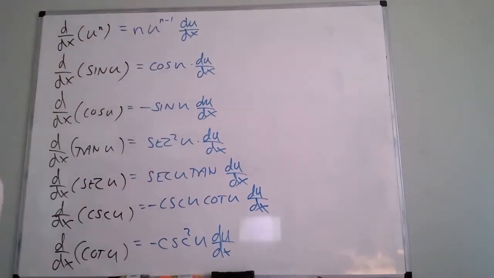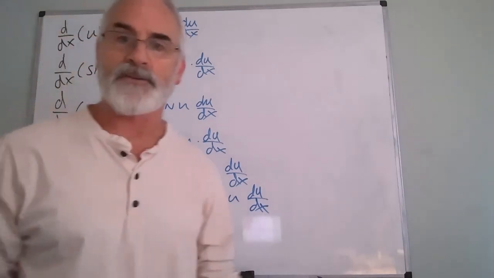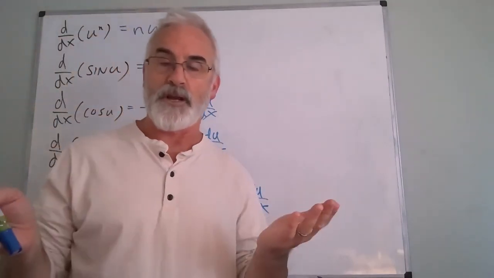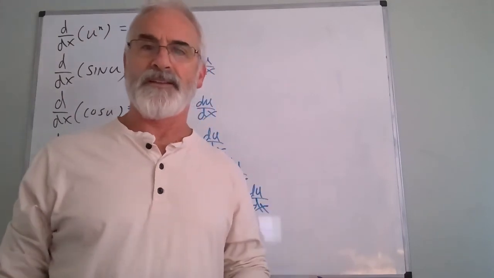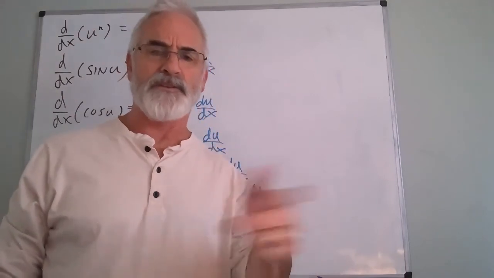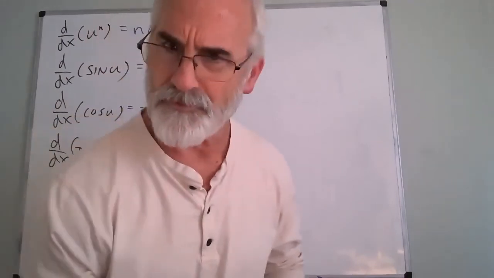So if you look at the cover of any textbook, any calculus book, whatever book you're using, you will see all the derivative formulas, and all of them will have u's. You go, why do they have u's?